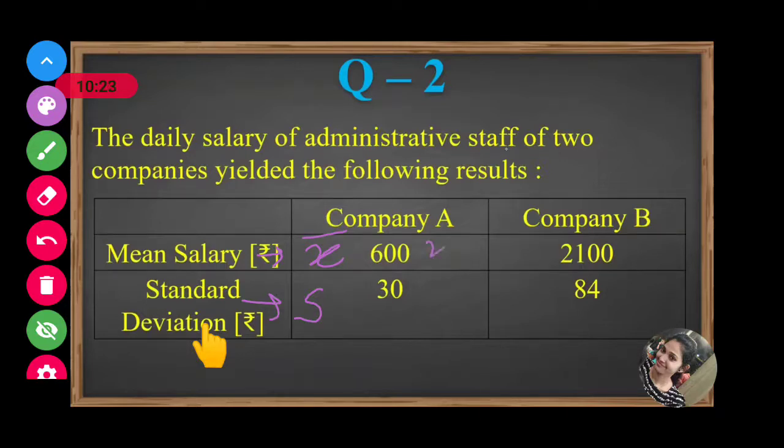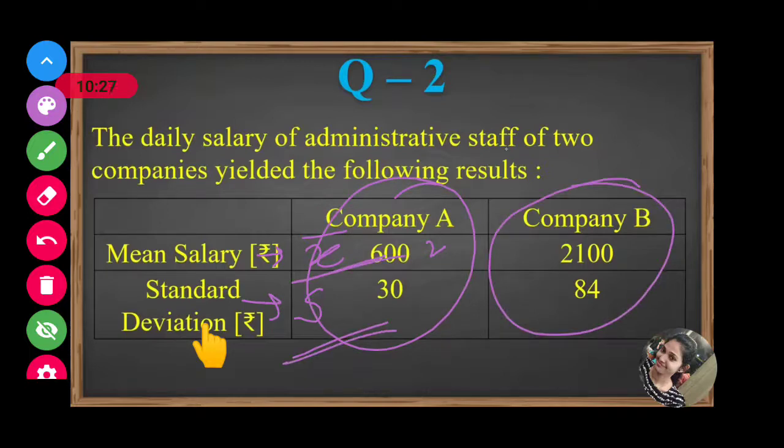Again, this is for company A, this is company B. Directly x bar and standard deviation are both given. We will apply the formula and decide which company is more stable and which one is more variative.